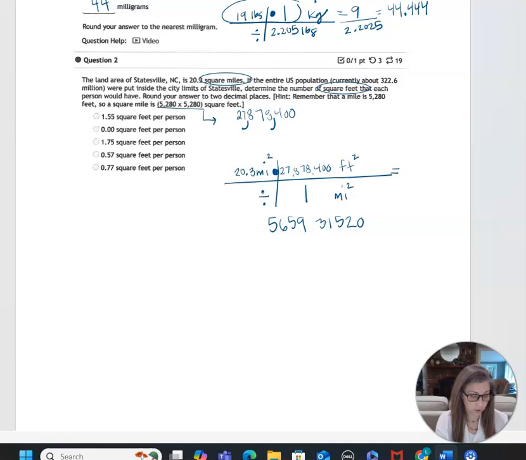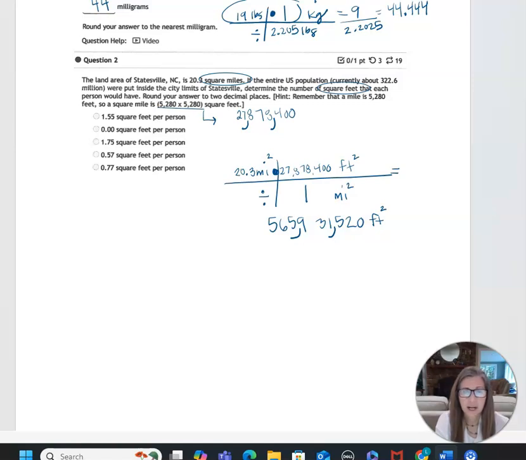565931520. Let me make sure I put that in correctly. So put your 1, 2, 3, comma, 1, 2, 3, comma, 565,931,520. Okay, this is how many square feet we have in the total town or city of Statesville.